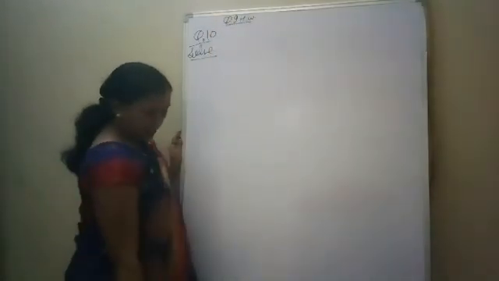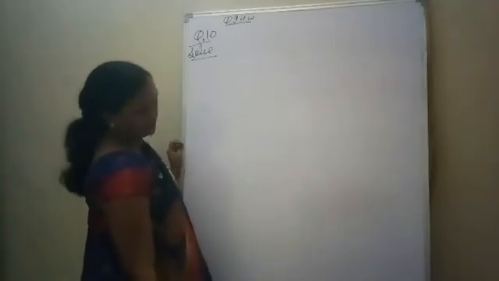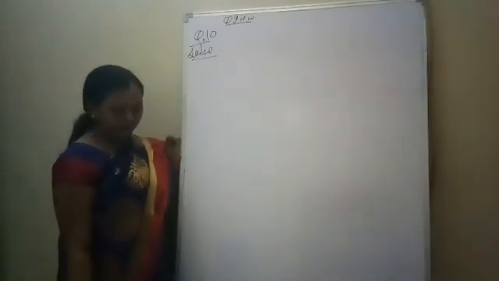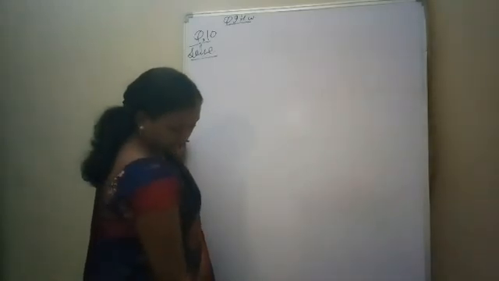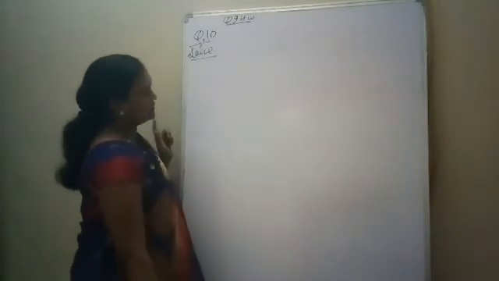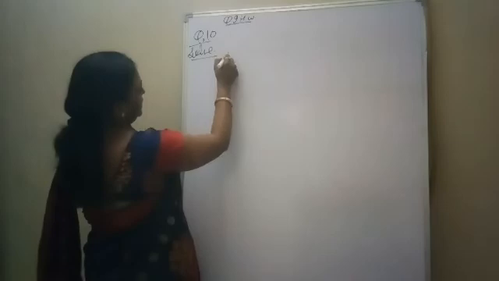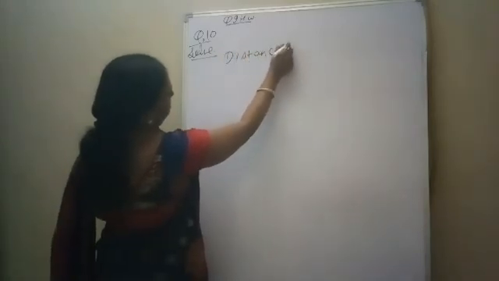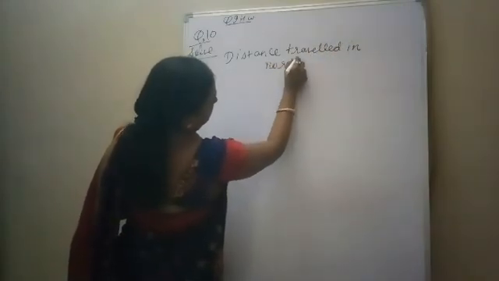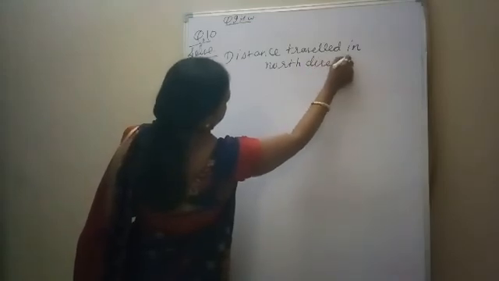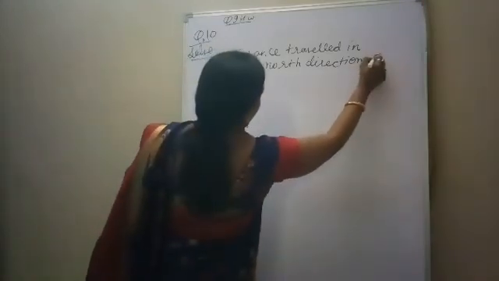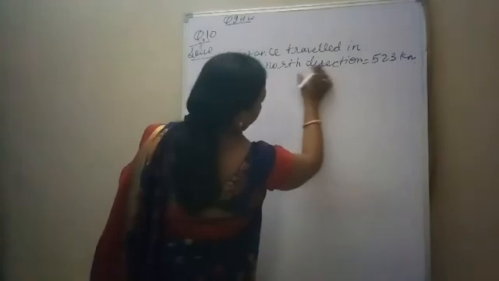Now in question number 10, a bus travels 523 km north from Bangalore and then 201 km south on the same route. We have to find out how far the bus is from Bangalore now. So first we will write down the distance traveled in the north direction. It is plus 523 km. Why do we write plus 523 km? Because it is on the north side.